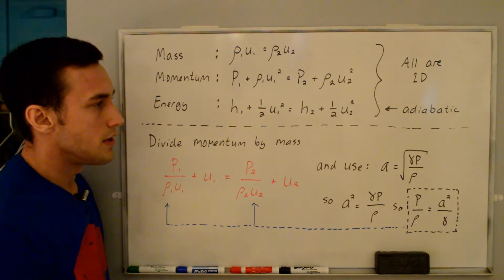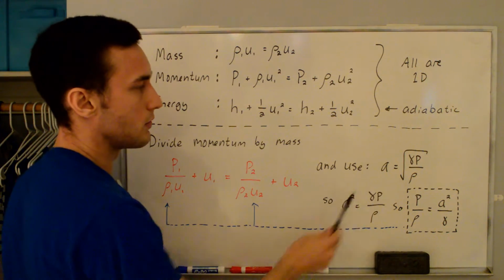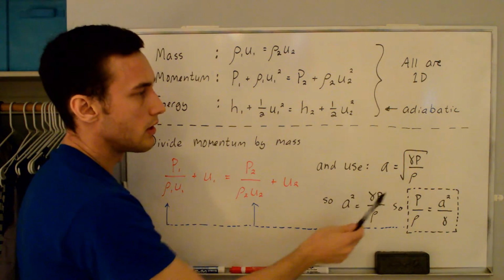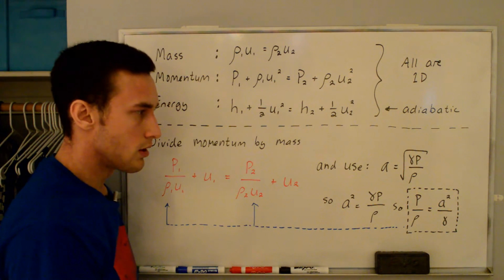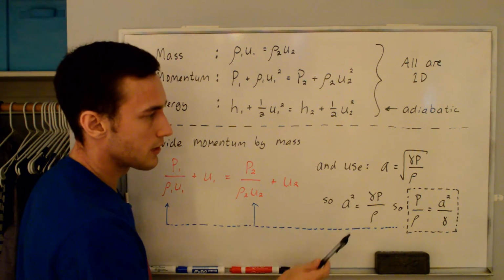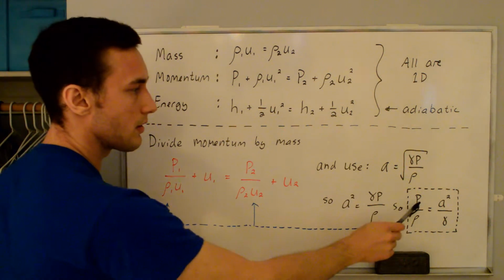Now we're going to use the definition of the speed of sound. I have a video on this as well. A, the local speed of sound, is equal to the square root of gamma P over rho. So if we just square both sides, we get A squared is equal to gamma P over rho. And if we rearrange this by dividing both sides by gamma, we get P over rho is equal to A squared over gamma, which means that we can plug this in, this P over rho.